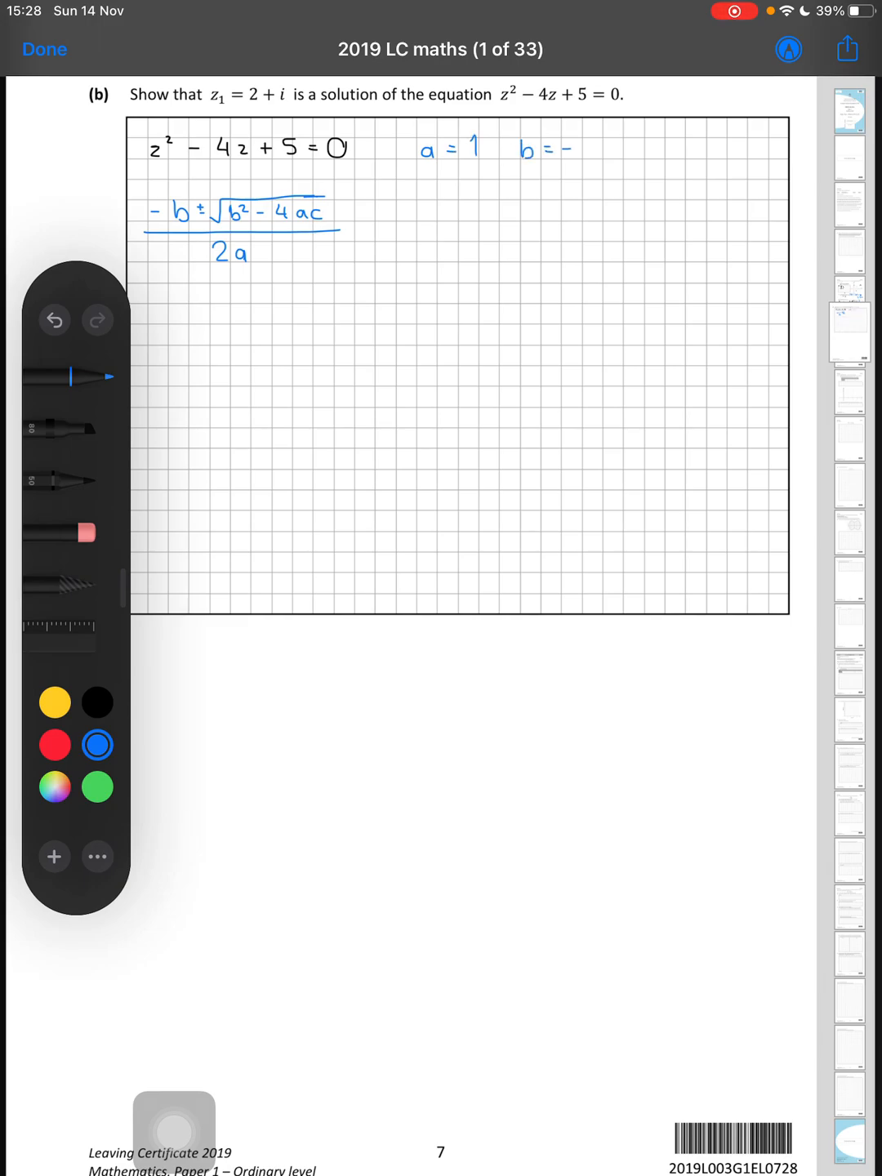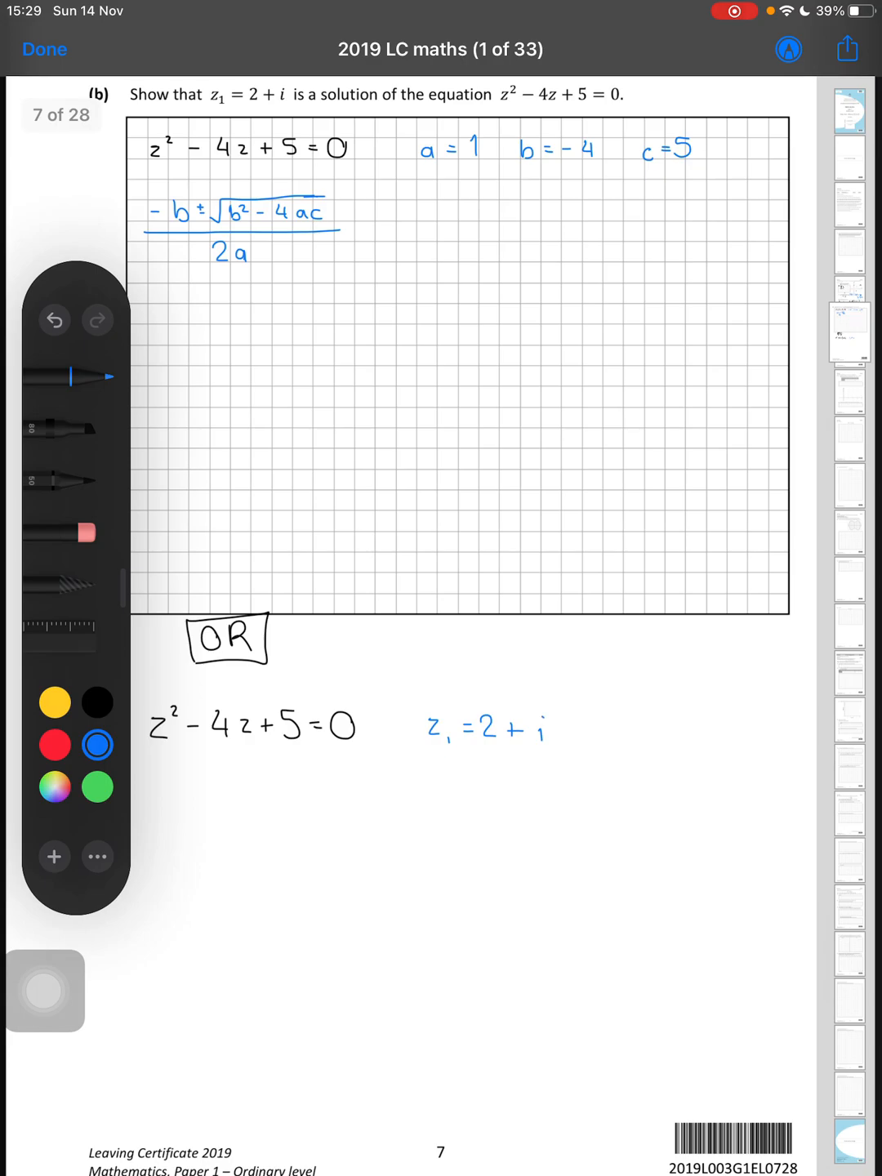So what I might do is just show you guys an easier way and then come back to this if you are interested. So if we think that this is a solution, then everywhere here we have a z, we can fill in what z is equal to here. So my other way of doing this, so I'll just do a big or, is that I have the equation z squared minus 4z plus 5 is equal to 0. And I have that z1, or just z, is equal to 2 plus i.